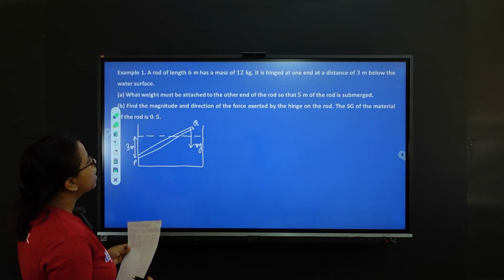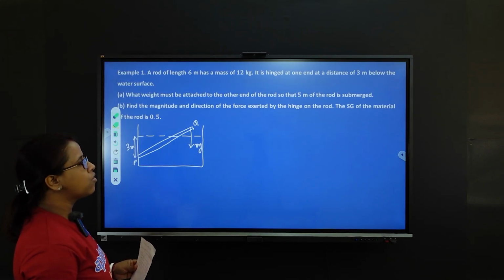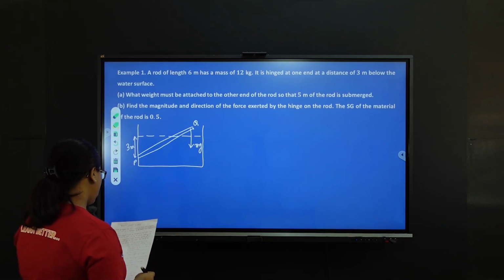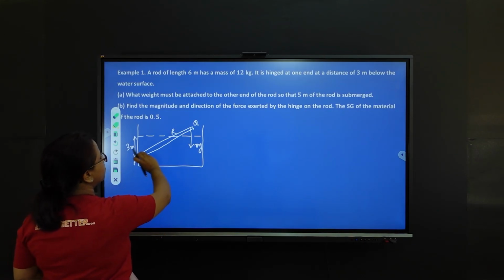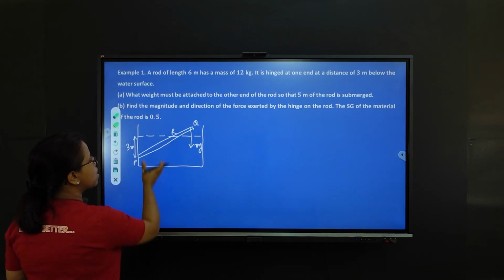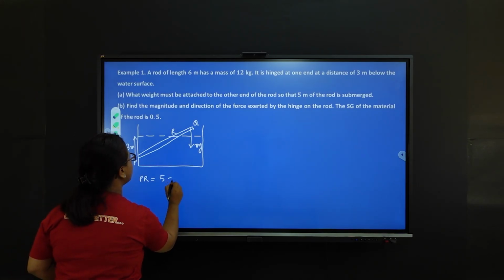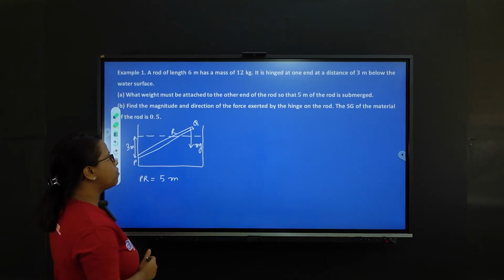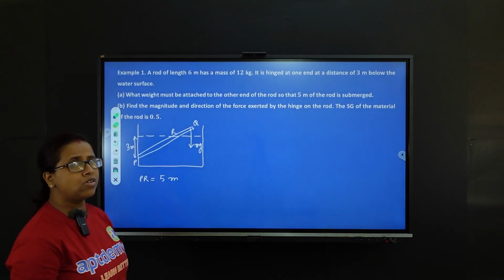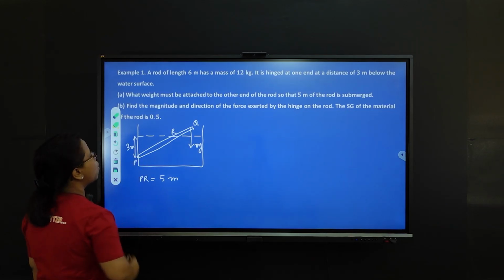We need to find this mass such that 5 meters of the rod is submerged. So let's take this point as R, and because of this weight, PR, that is the portion of the rod which is within the water, PR is equal to 5 meters. This is as per the question. We also need to find the magnitude and direction of the force which is exerted by the hinge on the rod. So what force is exerted by the hinge at this point on the rod?